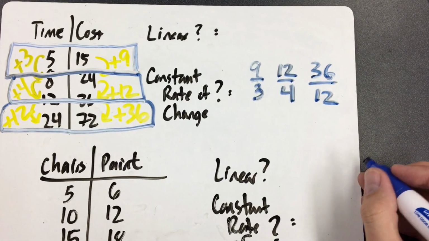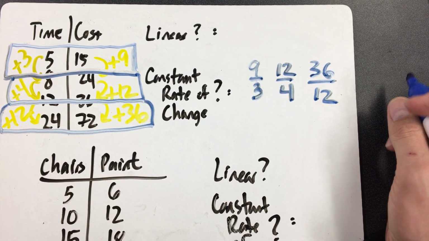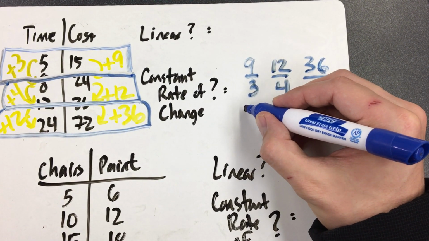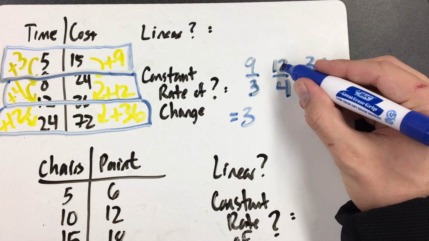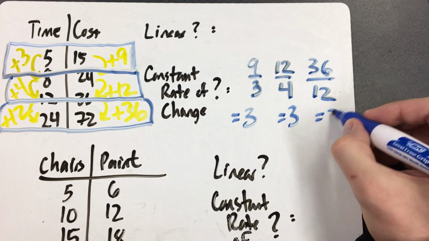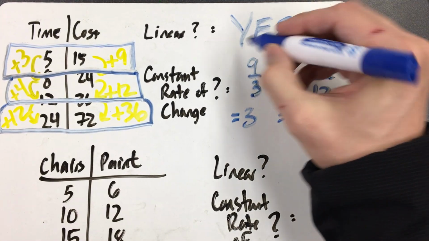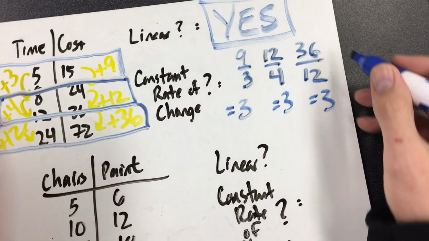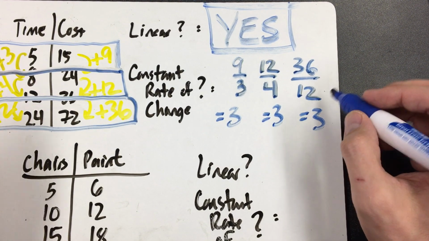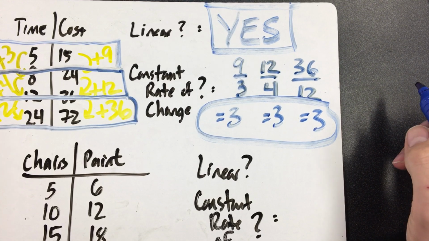Look at all these fractions I wrote over here. If we reduce these, if we divide all these, do we get the same answer every time? I think we do, don't we, right? 9 divided by 3, doesn't that equal 3, right? 12 divided by 4, doesn't that equal 3? 36 divided by 12, doesn't that equal 3? I believe it does. So is this linear? Yes, it is, right? It looked a little weird because they jumped numbers on us over here. But is it a constant rate of change? Look at this. It definitely is. The constant rate of change is 3.